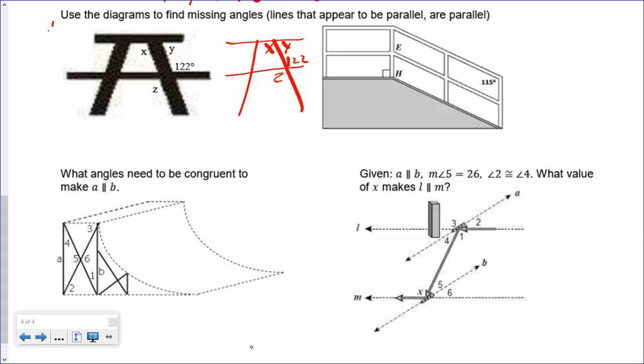Which angle do you want to start with? Y? Okay. So y and 122 are right here. What's their angle relationship? Consecutive interior. What do you know about their measures?